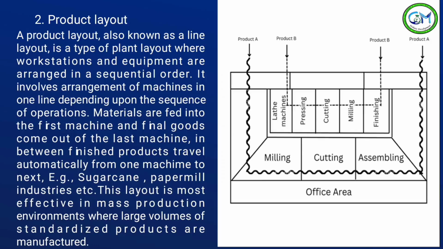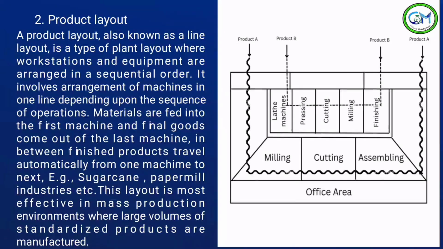The next type of layout is product layout. It is also known as a straight line layout. In this layout, the workstations or equipments are arranged in a sequential order. It involves arrangement of machines in one line depending upon the sequence of operations. Materials are fed into the first machine and final goods come out of the last machine. In between, the products travel automatically from one machine to the next machine.